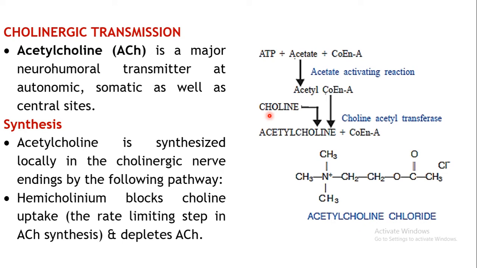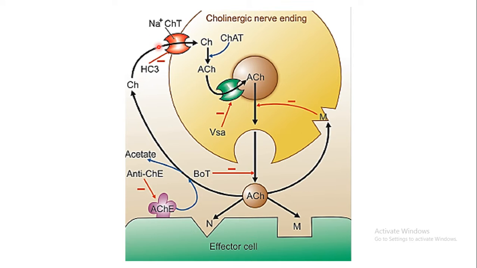Choline is required. The uptake of this choline into the cholinergic neurons matters, because acetylcholine is synthesized locally in the cholinergic neurons. Its uptake within the neurons is blocked by hemicholinium. As a result of this, synthesis will be affected. So this is how the synthesis of acetylcholine takes place.